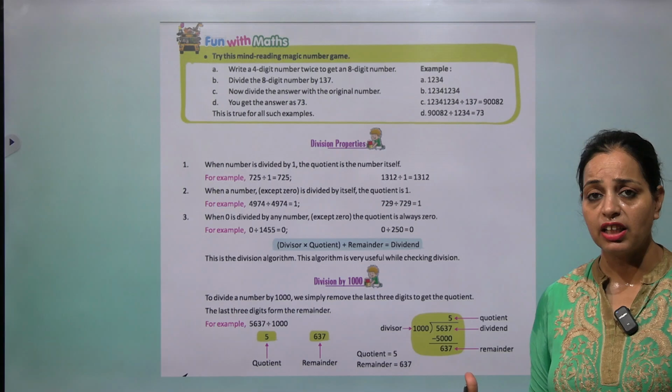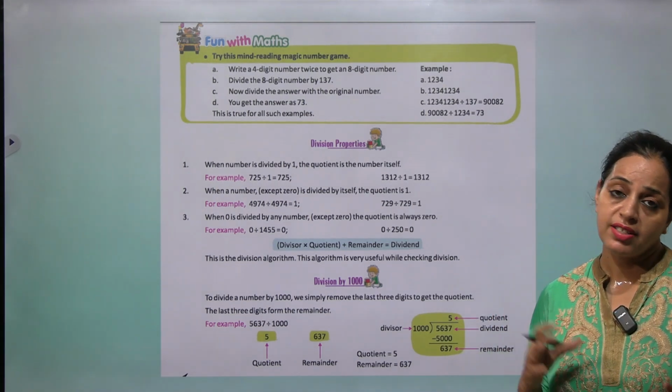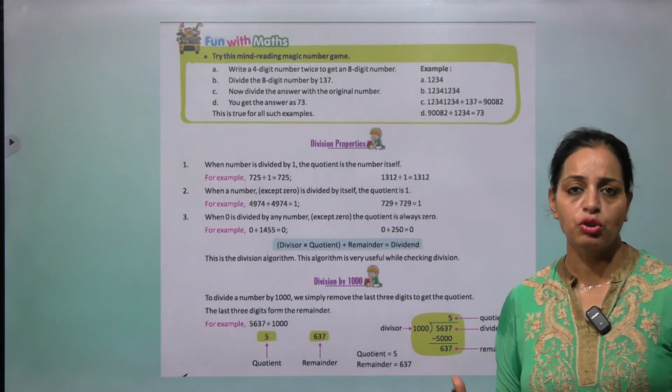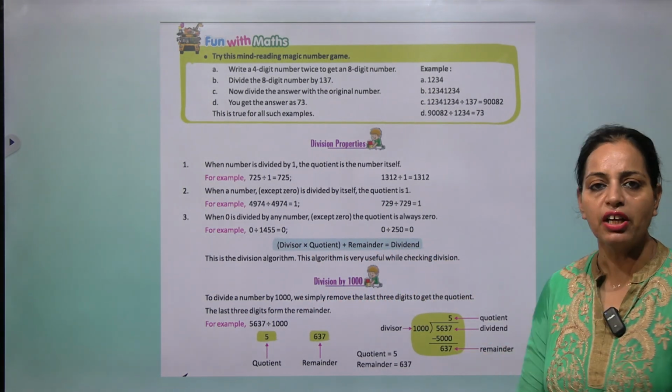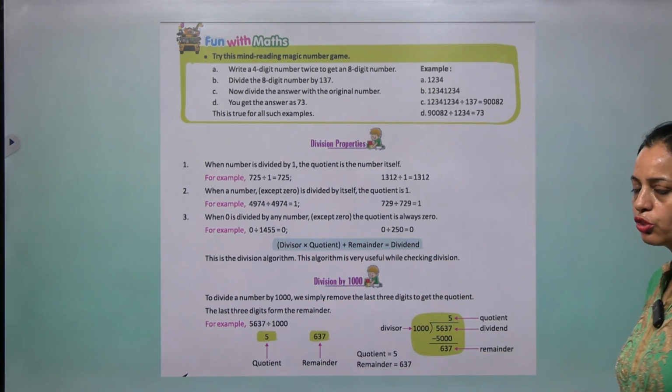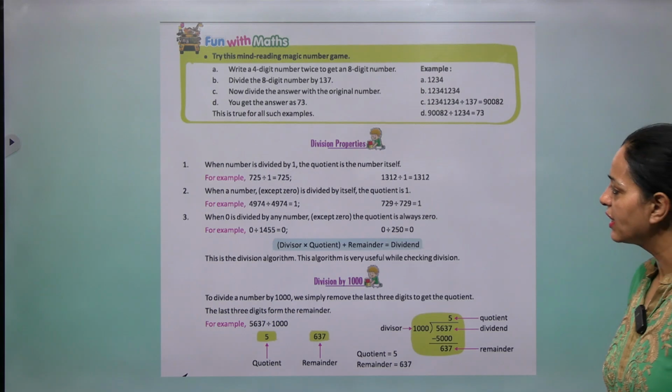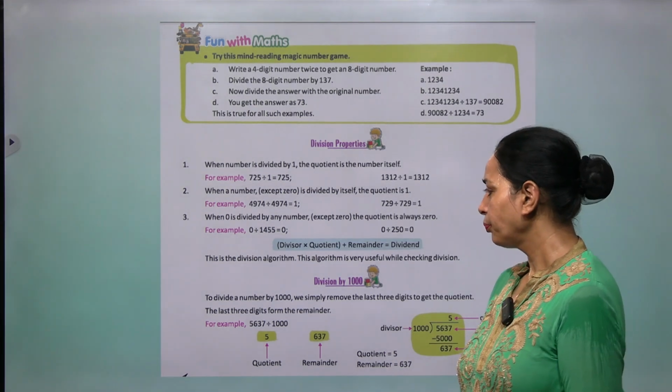Suppose आपने division कर दिया, but you are confused कि मेरा answer wrong है या correct है, what to do? So, then you can take the help of this one. You can check your answer. So, see how we are doing. The next is division by 1000.